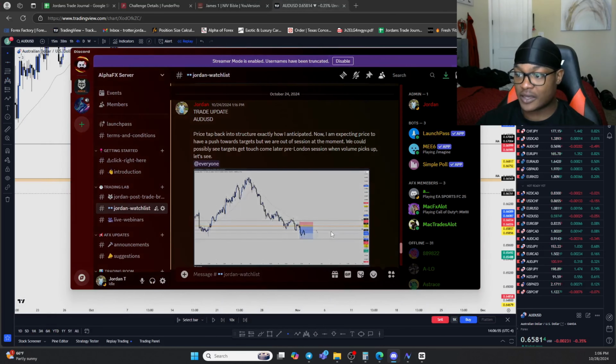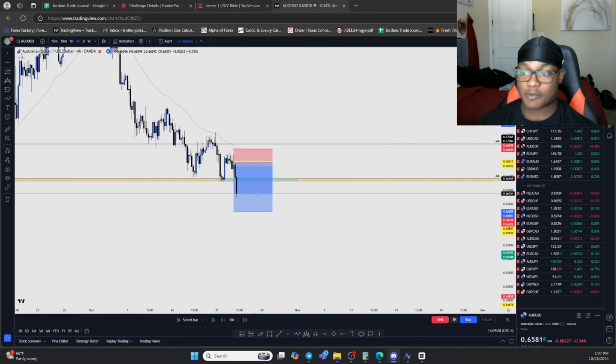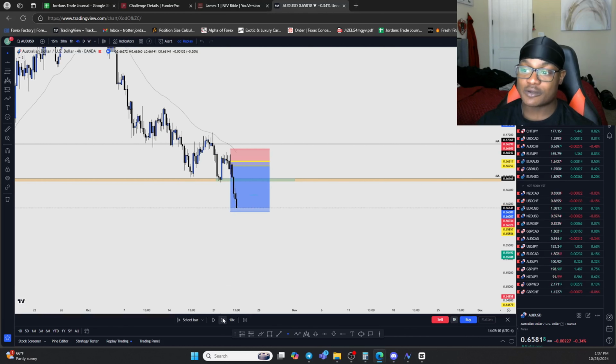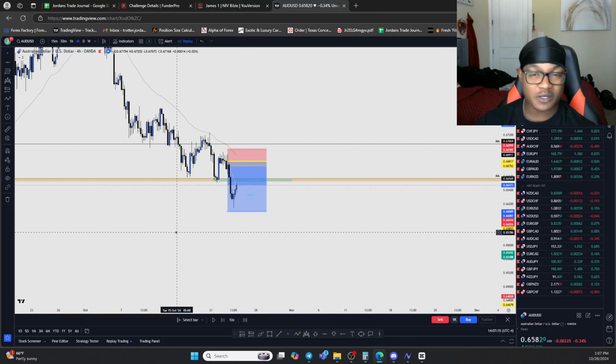As you can see right here, after price broke past that recent break of structure, I said we're waiting for the pullback to see the rejection. After price gave us the rejection, we can possibly see it continue towards targets, right? And what happened? If I continue to fast forward, you can see how price came back up, almost hitting our full TPs, but it did not.